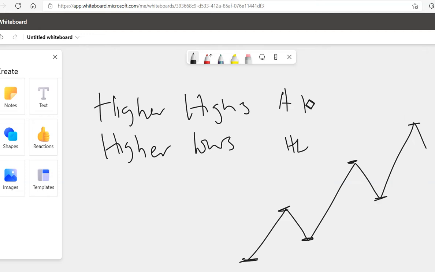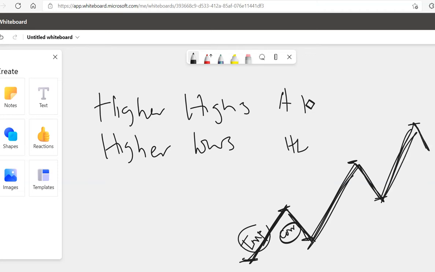This is called an impulsive move, and this wave is called a corrective move. So the market moves upwards, then it corrects back downward, it moves upwards, it corrects back downward, it moves upward, it corrects back downward. That's how the market moves. So we say this is a low, this is a high, this is a low, this is a high, this is a low, this is a high.